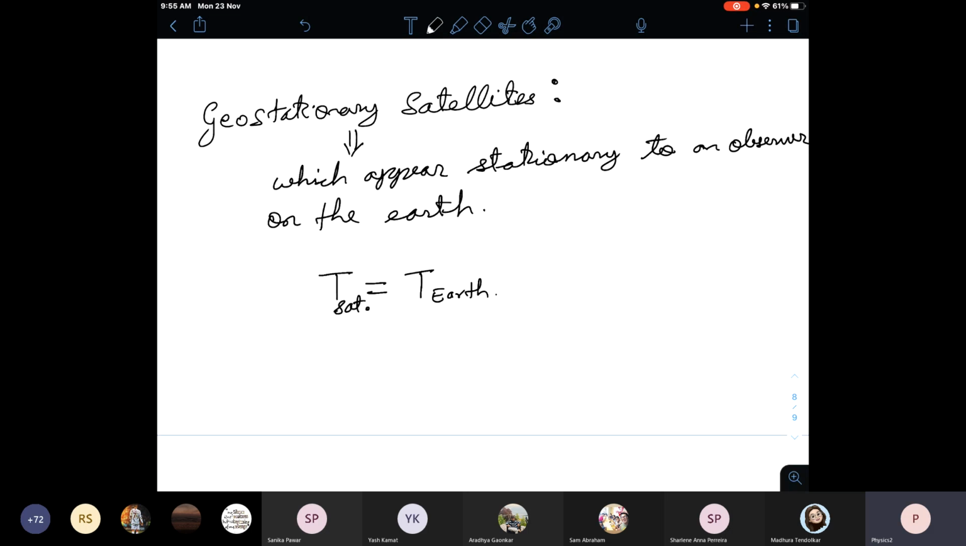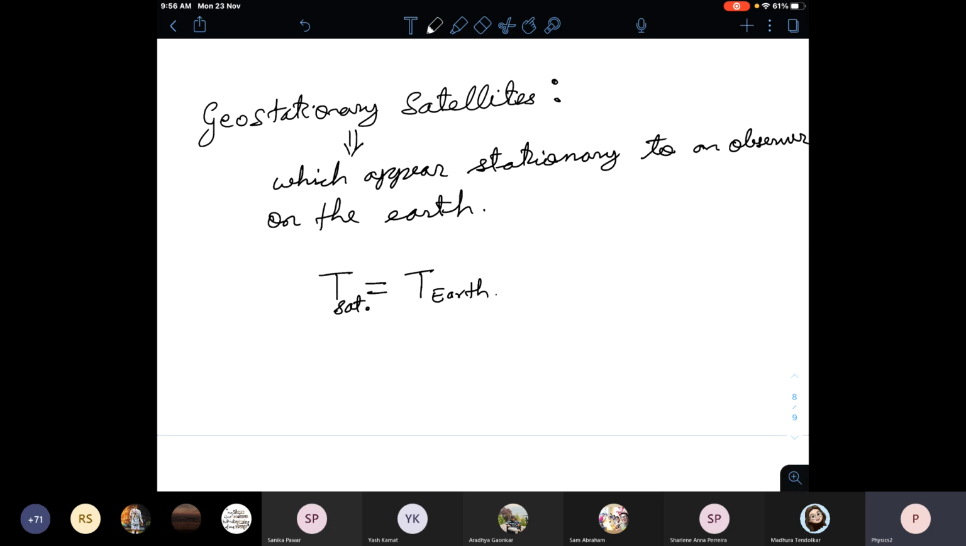The time period of rotation of Earth is equal to the time period of the satellite, because the angle rotated by Earth in one time period is 360 degrees, and if a satellite also rotates the same angle in the same time, then it will appear to be stationary to Earth.